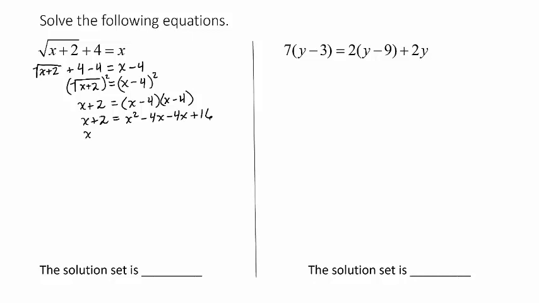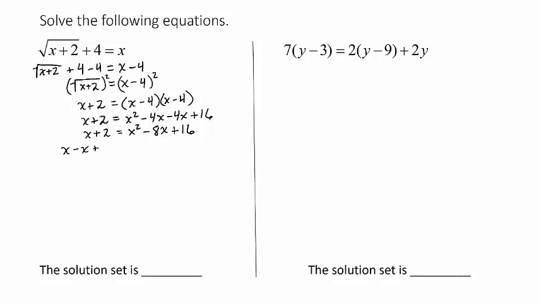Okay, so I'm going to have x plus 2 equal to x squared minus 8x, right? Negative 4x minus 4x is minus 8x plus 16. Okay, so now I look at this and I have a quadratic equation, right, with that x squared term. So what I want to do is to get the x plus 2 that's on the left-hand side over to the right. I want to subtract x and subtract 2 from both sides, right? Because anytime you have a quadratic, the first thing you want to do is set it equal to 0, yeah?